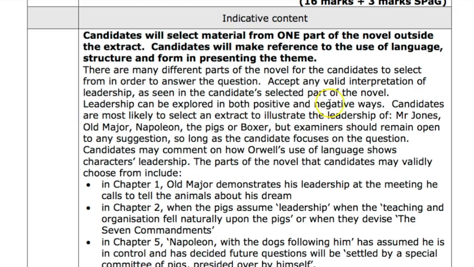Leadership can be explored in both positive and negative ways. Candidates are most likely to select an extract to illustrate the leadership of Mr. Jones, Old Major, Napoleon, the pigs, or Boxer, but examiners should remain open to any suggestions so long as the candidate focuses on the question. This is the most important part of that paragraph here, so long as the candidate focuses on the question. Nothing else should come into it, because you're really, really trying to answer this part of the question, the fact that it's about leadership. So you can talk about anything you want in the novel as long as it's from one part and you're answering this thing on leadership.